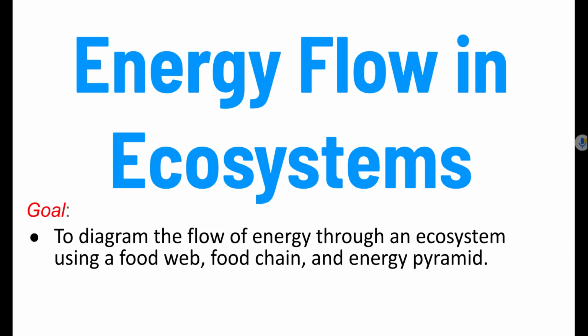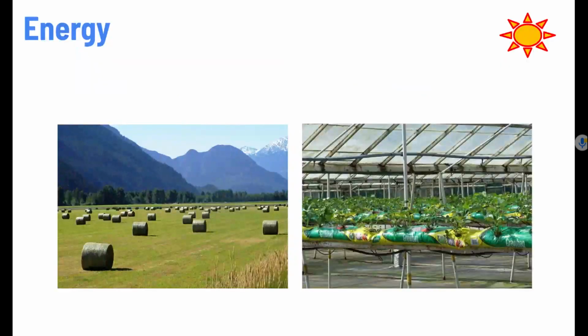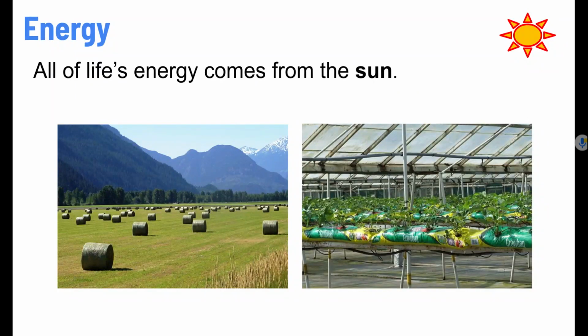Today we're going to talk about how energy flows in ecosystems. The goal of this video is to diagram this flow of energy using a food web, food chain, and energy pyramid. Let's begin with energy. Where does our energy come from?